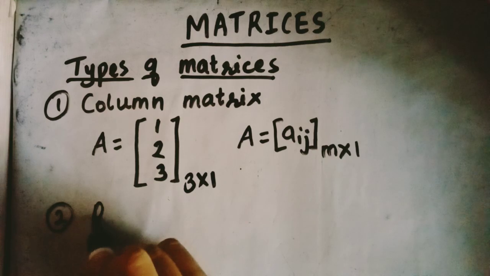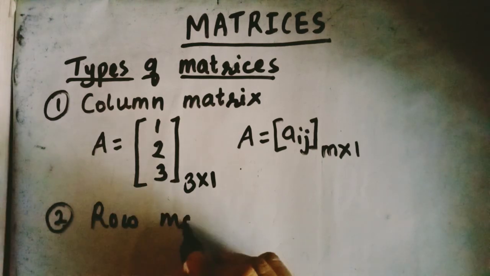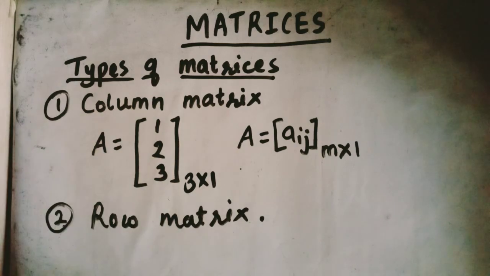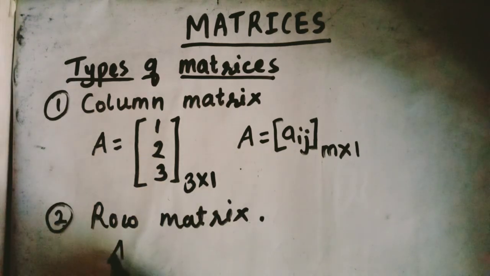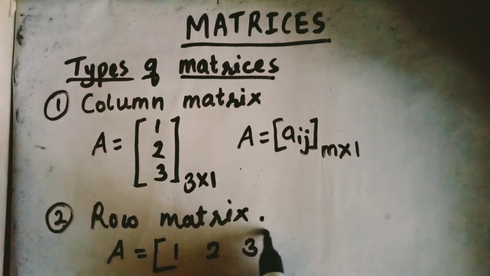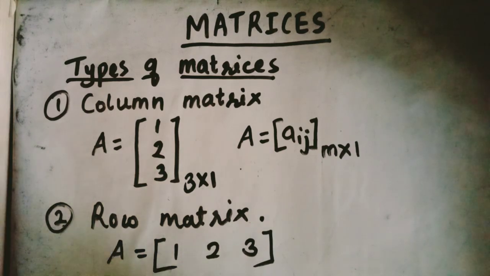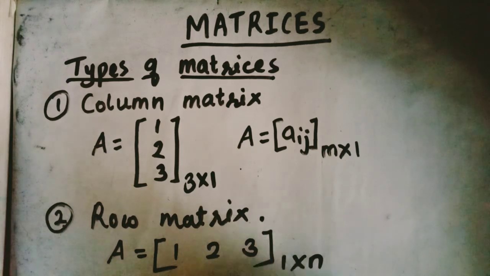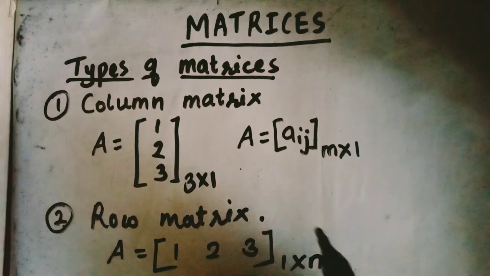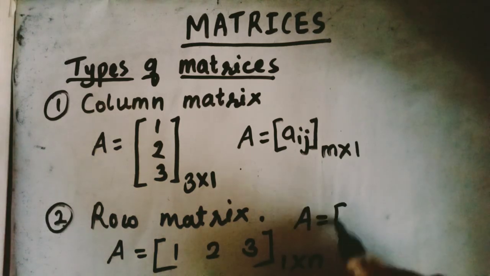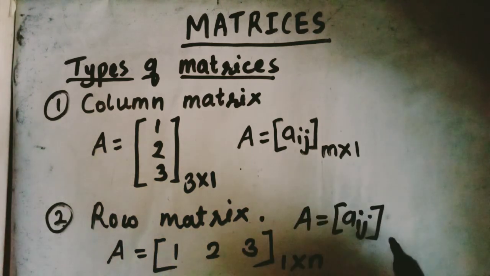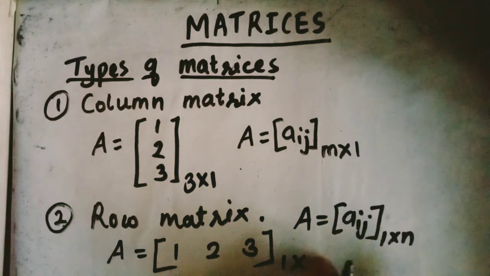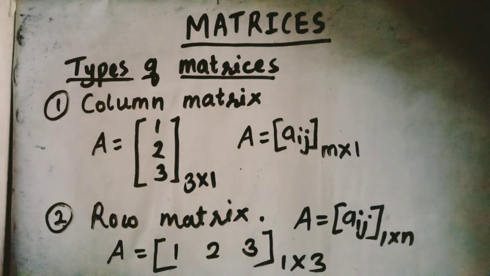Then we have a row matrix. In a row matrix we have only one row. Similarly, we write the matrix like this. The order of this matrix is 1 cross n, where 1 is the number of rows and n is the number of columns. In general it is represented as Aij of order 1 cross n. Here there are 3 columns. So these are the column matrix and the row matrix.